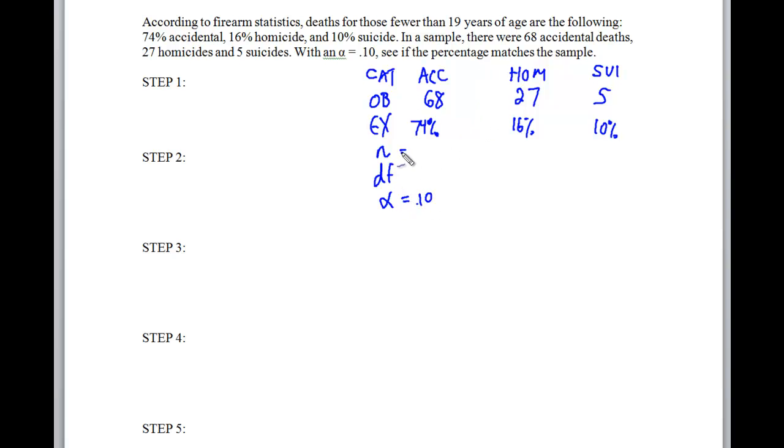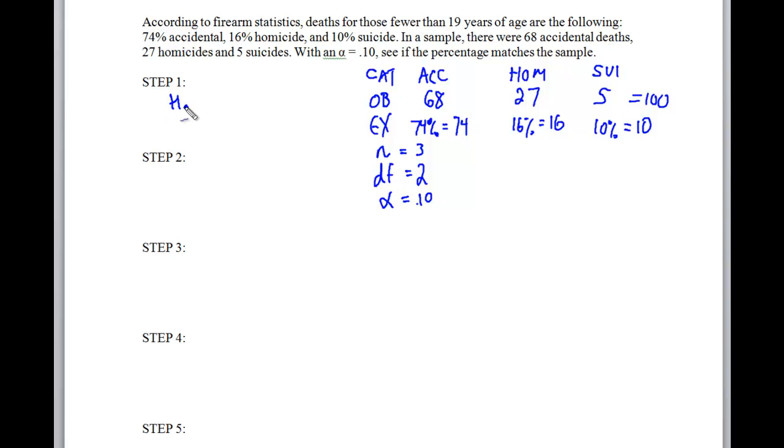Now, our number of categories is 3, and our degrees of freedom would then be 2. But since we're talking about 100 people and not 300 people this time, converting this is pretty easy. 0.74 times 100 is 74, 16% times 100 is 16, and 10% times 100 is 10. So subtracting these will be easy for my step 3.